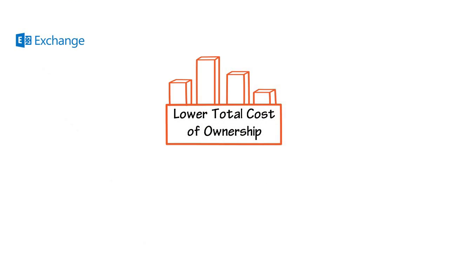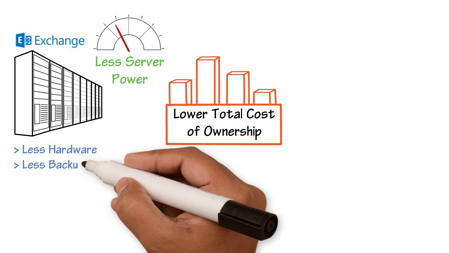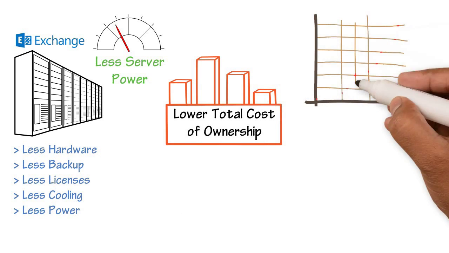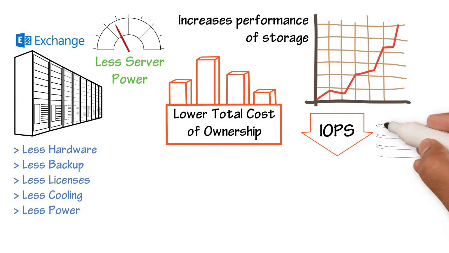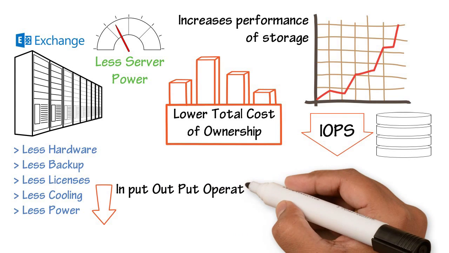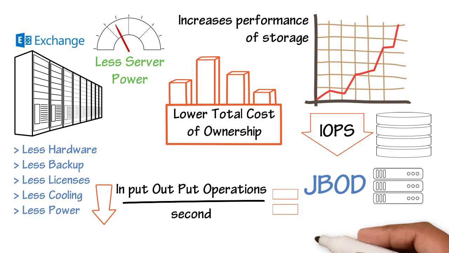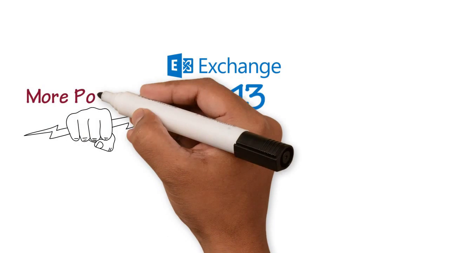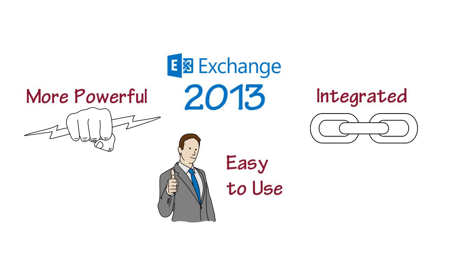With a lower total cost of ownership, Exchange 2013 requires less server power. That means less hardware, less backup, less licenses, less cooling, and less power. Moreover, Exchange 2013 still increases the performance of storage by reducing IOPS on databases. With fewer input-output operations per second needed, JBOD becomes a great option for storage and can contribute to the reduction of cost. Exchange 2013 is more powerful, integrated, and incredibly easy to use compared to the previous versions.